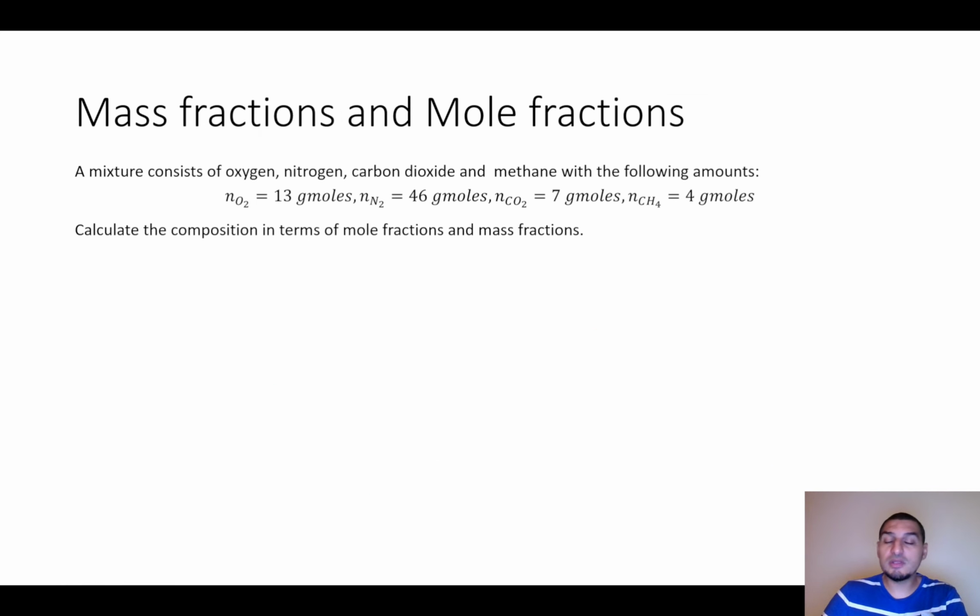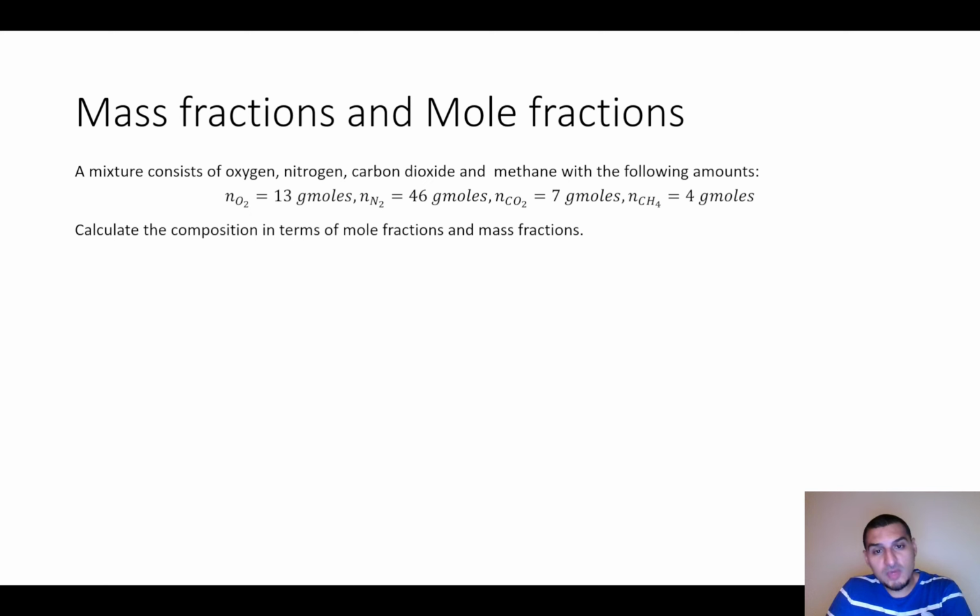We will have one example here, which is going to be something good to start with. That we have a mixture that contains 4 components: oxygen, nitrogen, carbon dioxide, and methane. We know the number of moles of oxygen and number of moles of nitrogen, of carbon dioxide, and methane. So the given information is the number of moles. And this is something that must be clear from the beginning, that we know the number of moles. And we want to calculate the compositions in terms of mole fractions and mass fractions.